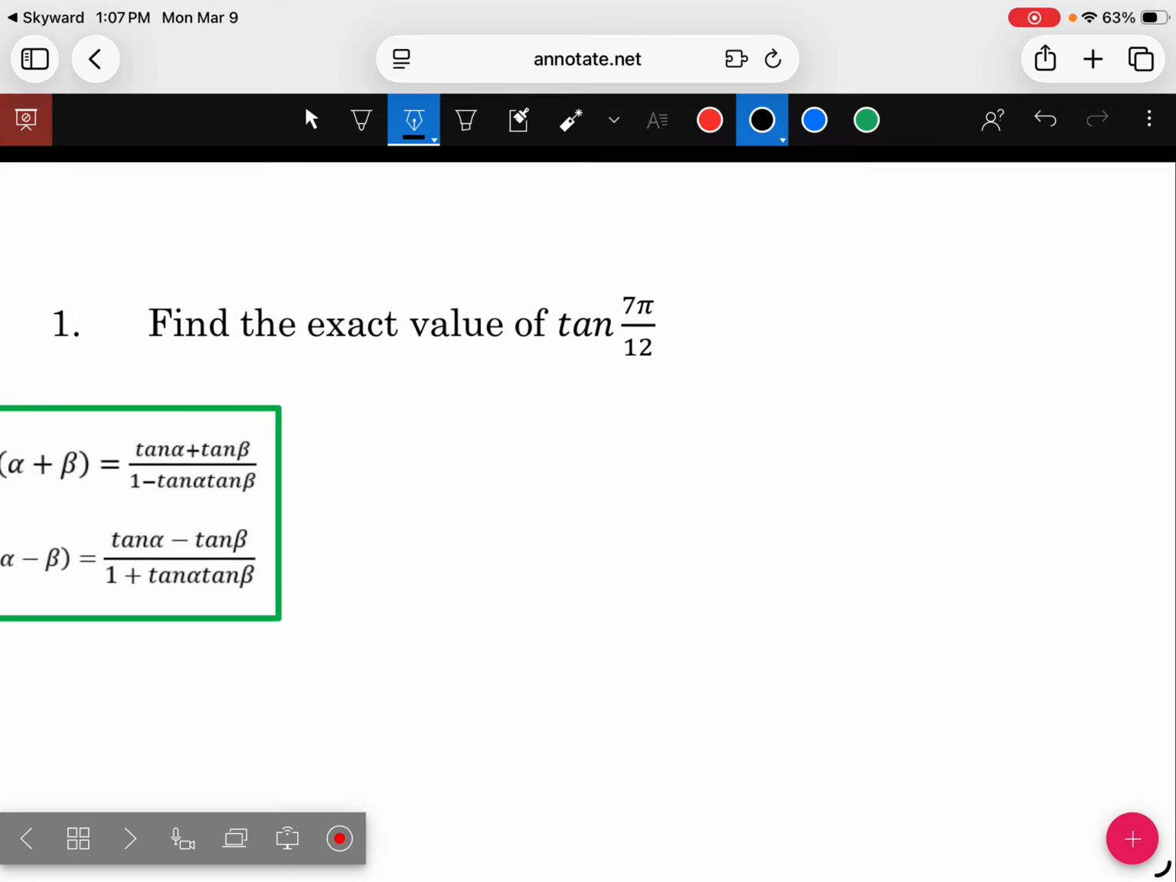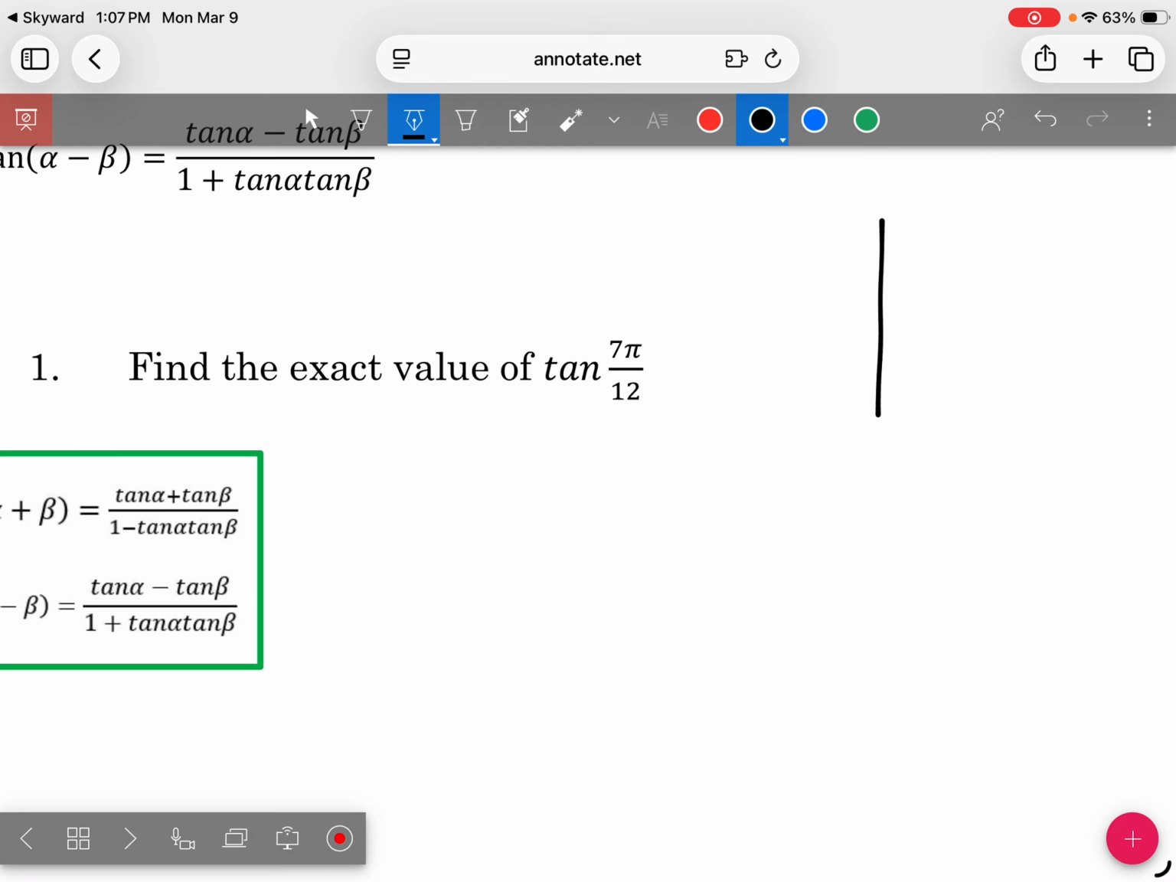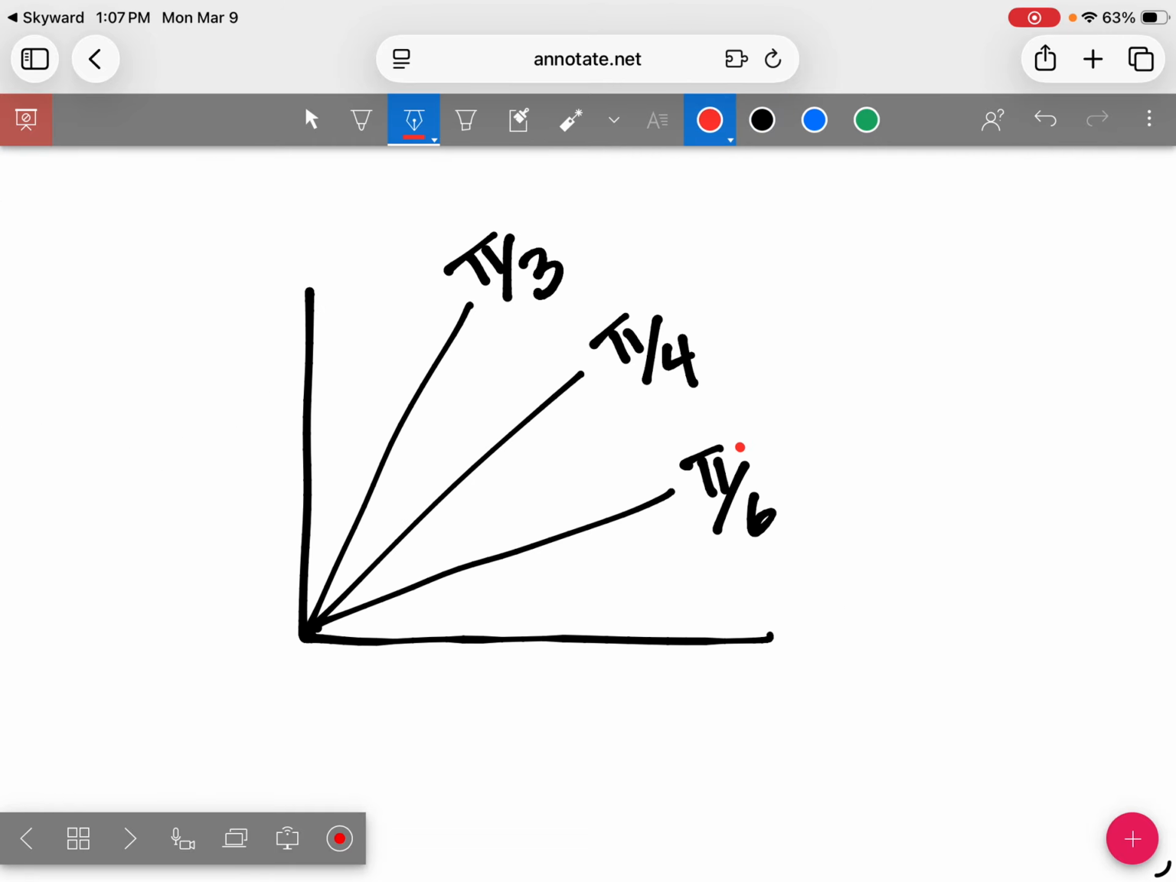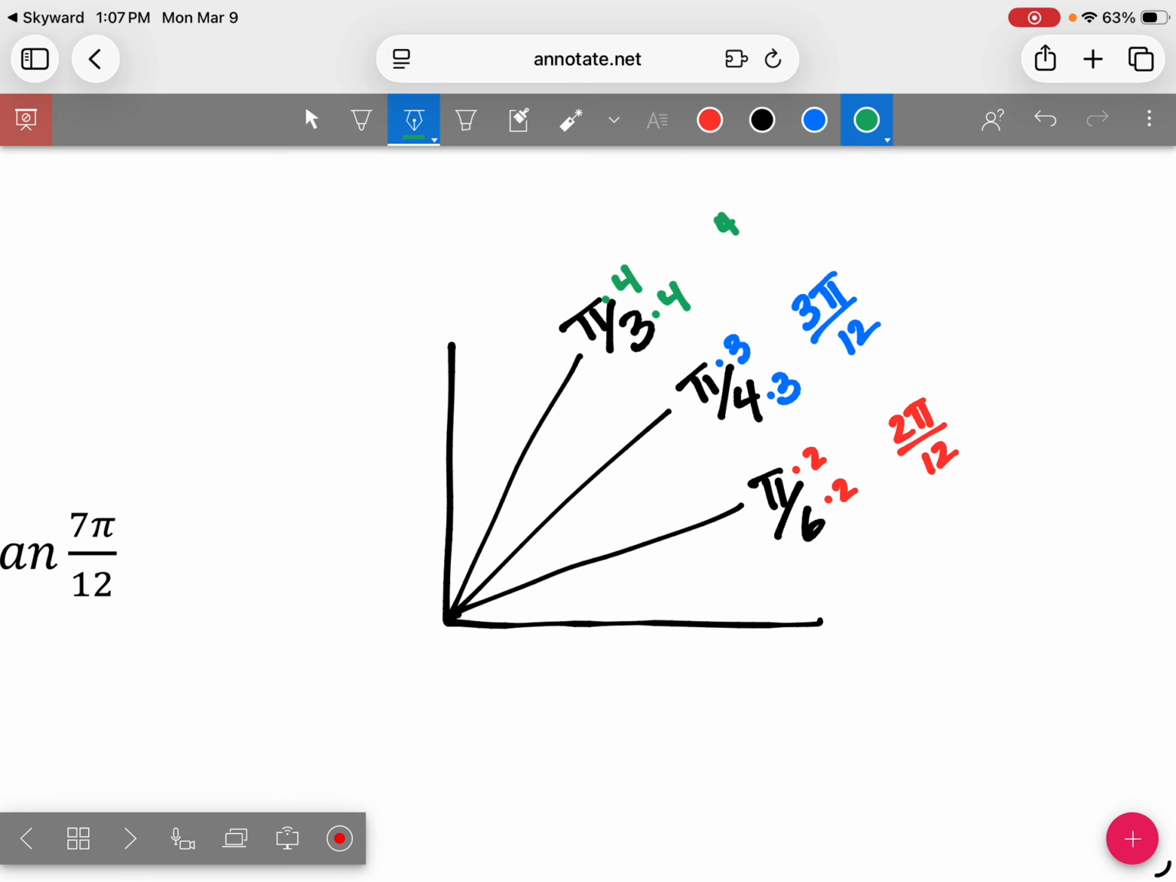Okay, so now let's find this one. So 7 pi over 12. Remember we said on our unit circle, these are our 3 angles. This is pi over 6. This is pi over 4. This is pi over 3. If I'm trying to get a denominator of 12, I'm going to multiply this one by 2, which is going to give me 2 pi over 12. I'm multiplying this one by 3, which gives me 3 pi over 12. And I'm multiplying this one top and bottom by 4, which gives me 4 pi over 12.